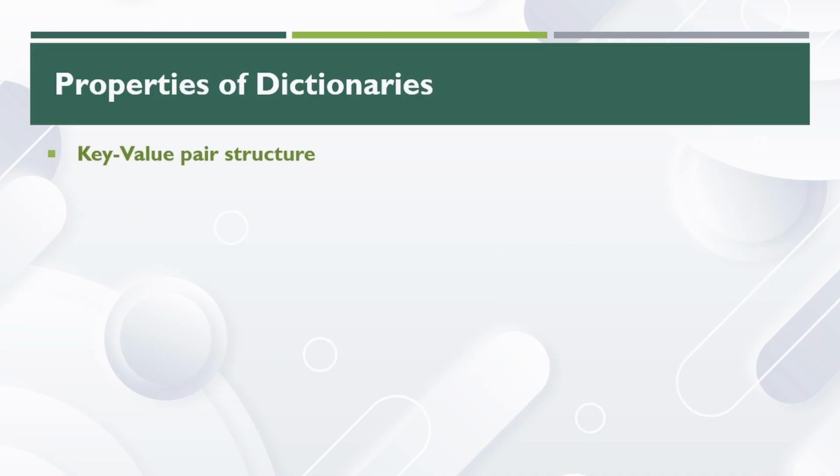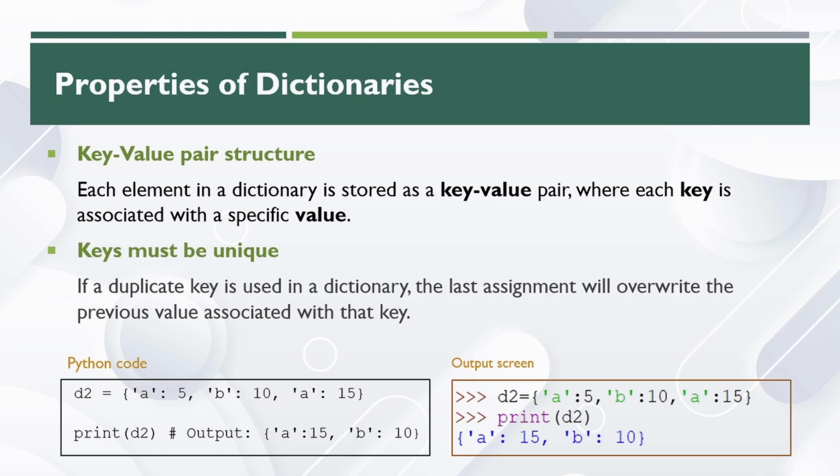Next characteristic is the key value pair structure of a dictionary. Each entry in a dictionary has a key associated with a value. For example, in the dictionary D2, the key A might map to 5. If the same key is used again, the last value assigned to it will override the earlier one. So in the example here, A ends up with the value 15.